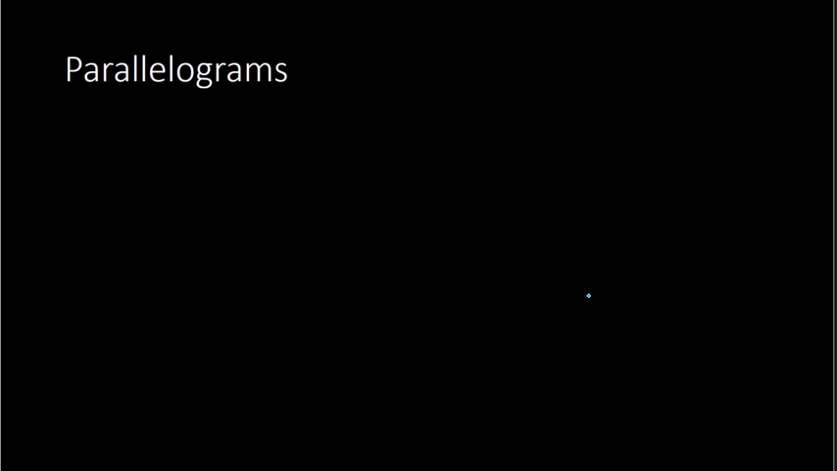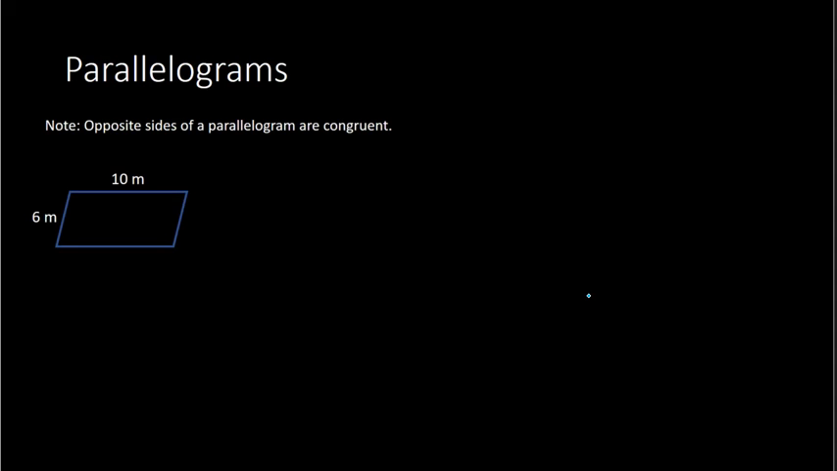Now looking at parallelograms, it is important to know that the opposite sides of a parallelogram are the same. So here we see a parallelogram. With this, we know that the opposite sides are the same. So if this side is 6 meters, then this side over here is 6 meters as well. And then if this side is 10, then this side is 10 also. So to find the perimeter, I could add up 10 plus 6 plus 10 plus 6. And that would give me 16 plus 16, which would be 32 meters.